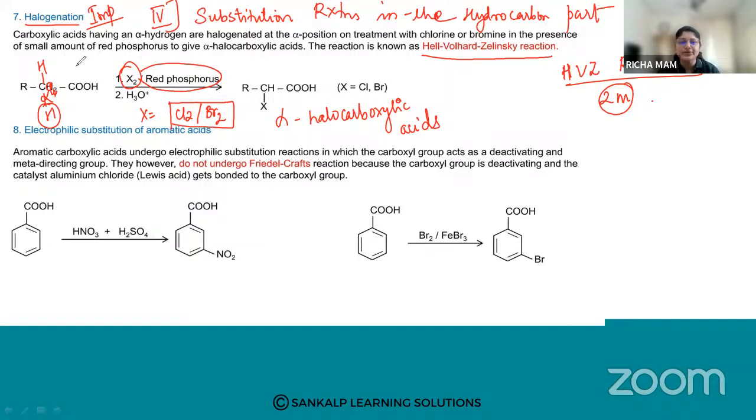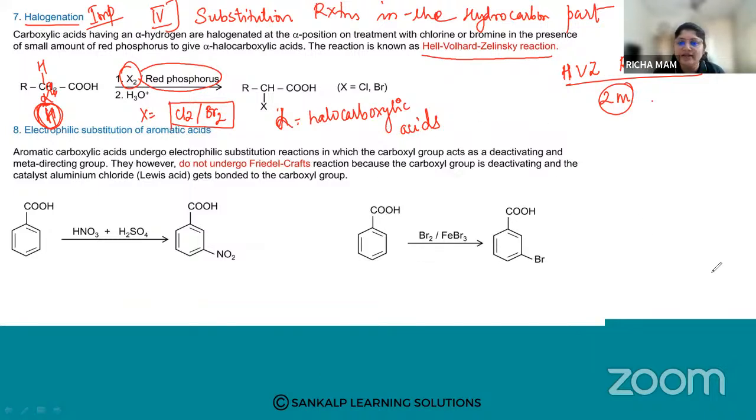Okay, so what we are going to do? The carboxylic acid, we are going to treat it with X2, that is halogen, in the presence of red phosphorus. Okay, so what will happen? One of the hydrogen atoms will be replaced by your halogen atom. So it is going to form what? Alpha halo carboxylic acid. So this name reaction is called the Hell-Wohlhard-Zelensky reaction.